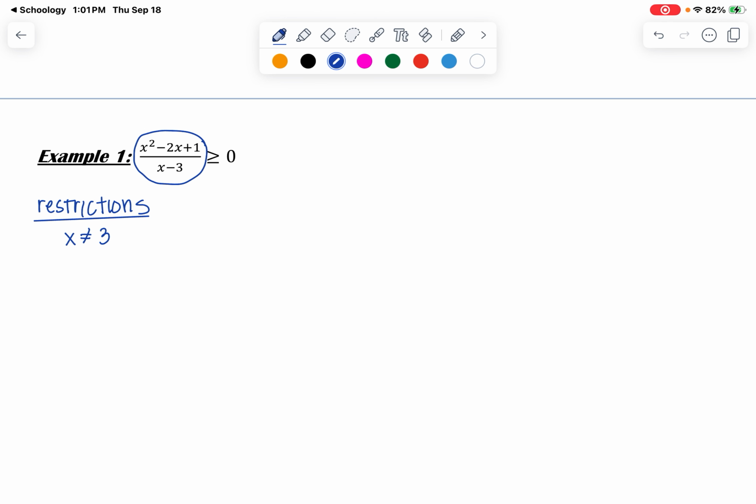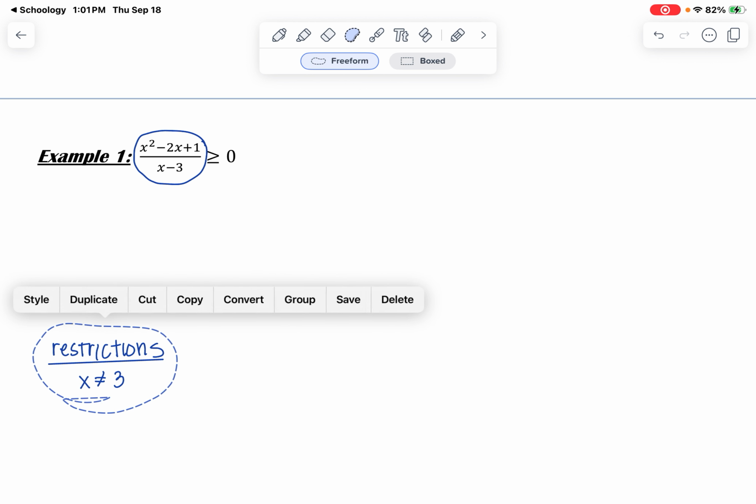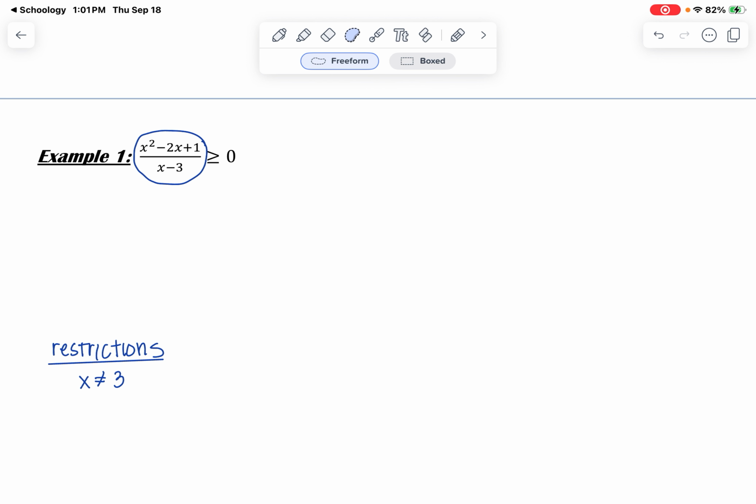So what I'm going to do to get myself through this process is that as long as I have the numerator factored, I'm never actually going to have to show that step. I can just do it in my head. So what we're going to do always as our first step, before we even find restrictions, is make sure that the numerator and denominator are both factored. So I'm going to factor my numerator. My numerator factors to x minus 1 times x minus 1, or x minus 1 squared. And then my denominator is x minus 3. And I have greater than or equal to 0.